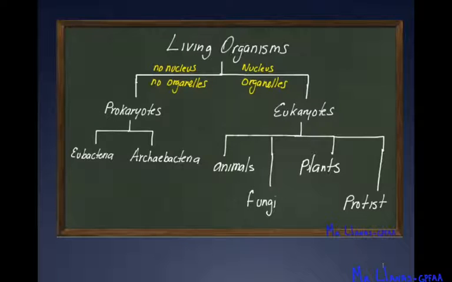Alright guys, so this video is going to be over photosynthesis and cellular respiration. We're just going to do a quick review right now. Living organisms, we know that if it has a nucleus, it's a eukaryote. If it has organelles, it's a eukaryote. If it's a eukaryote, then you have four options. It could be an animal, a fungus, a plant, or a protist.